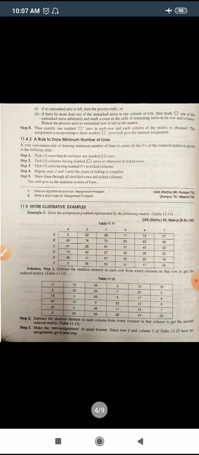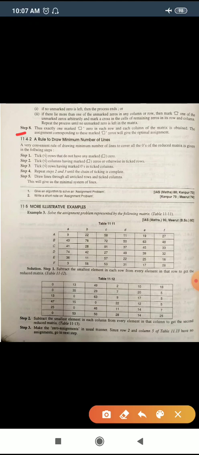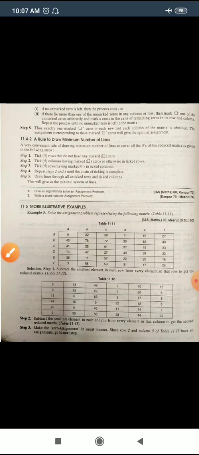Now we discuss a numerical for this Hungarian assignment method. These are the method or rules to draw the number of lines. You can read it and attempt the problems, which will help you to solve this.